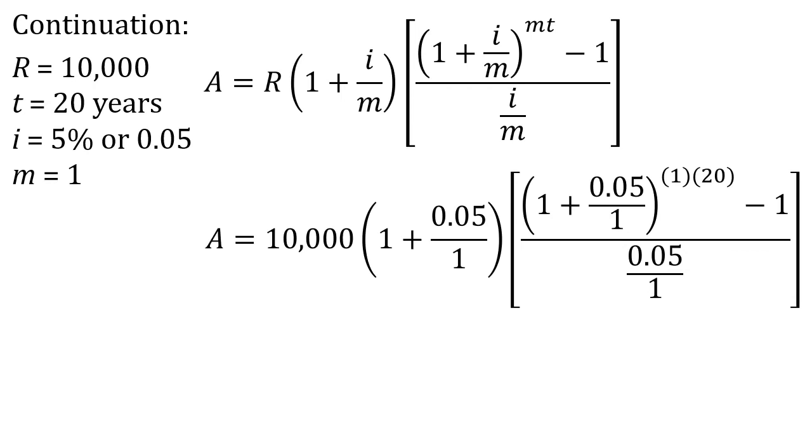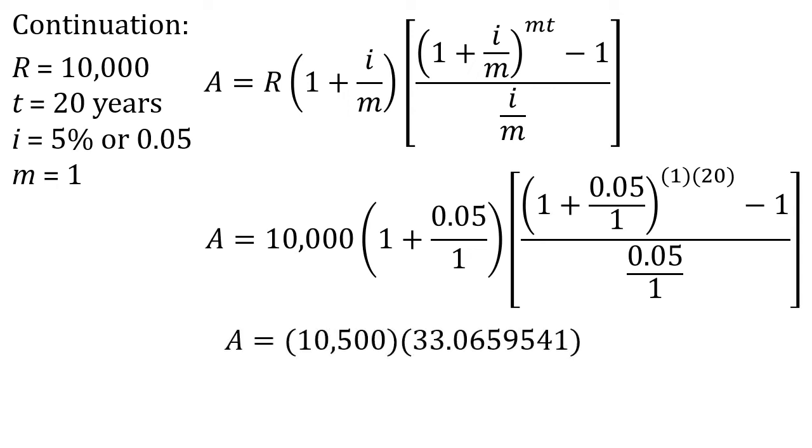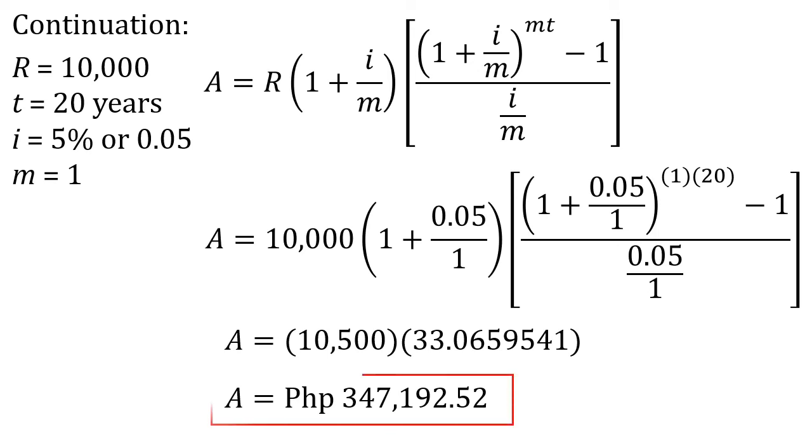Now you have A equals 10,000 times 1 plus 0.05 over 1, times 1 plus 0.05 over 1 raised to 1 times 20, minus 1, all over 0.05 over 1. In this part, 1.05 times 10,000 is 10,500. Here, 1.05 raised to 20 minus 1 divided by 0.05 is 33.0659541. The product of these two is approximately 347,192.52. So the future value of this annuity due is equal to 347,192.52 pesos.